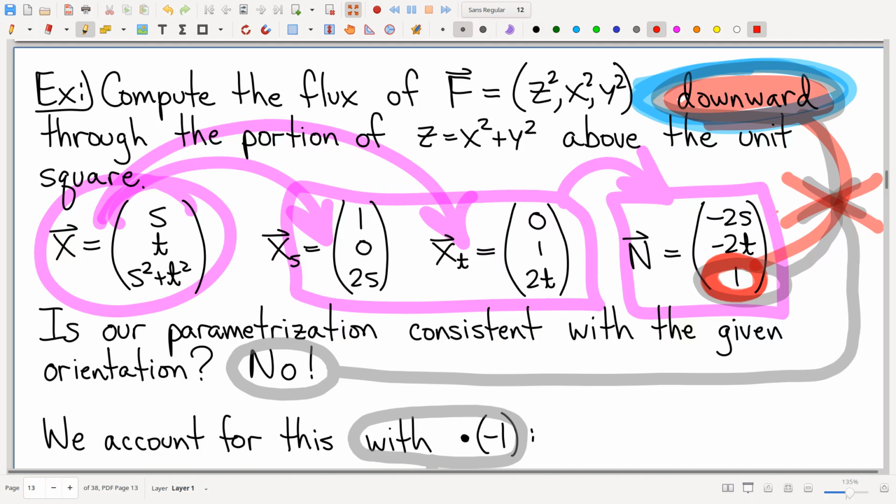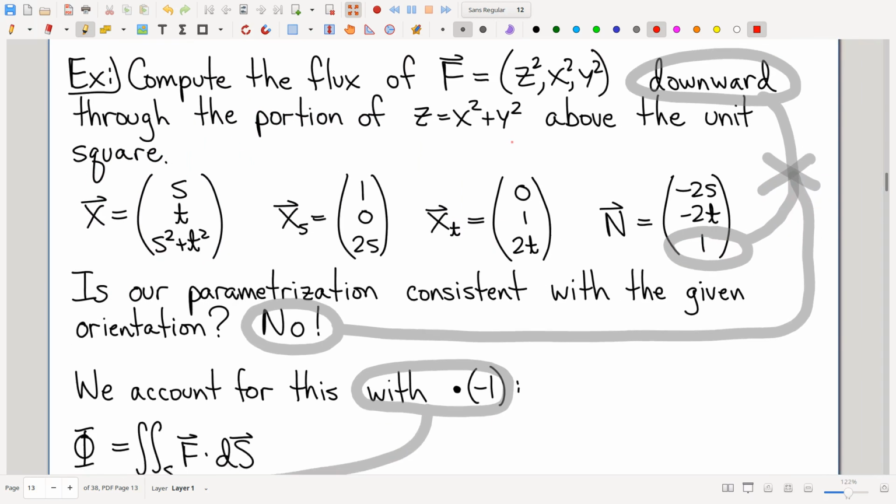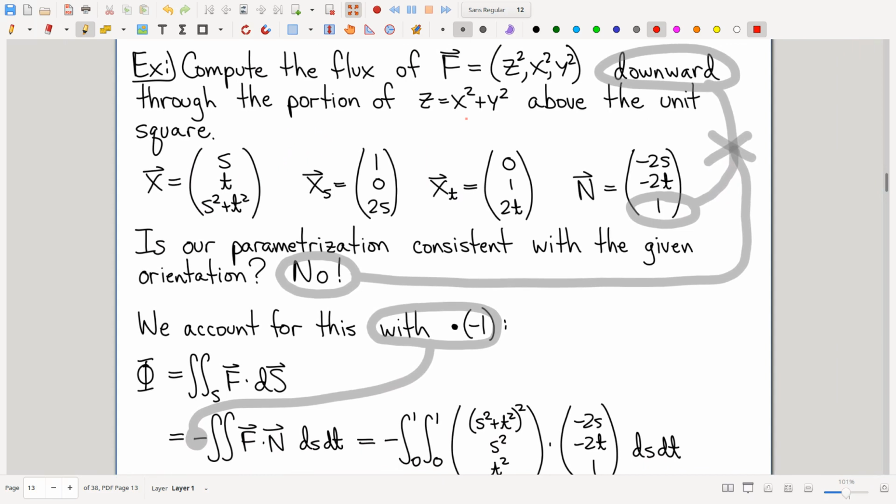Well, do I need to reparameterize and do the whole thing over so that I parameterized right? Thankfully, no. You do not have to reparameterize. You can just recognize that you're doing it backwards and that you know, therefore, that your answer is going to be off by a minus sign. And so you just recognize the problem.